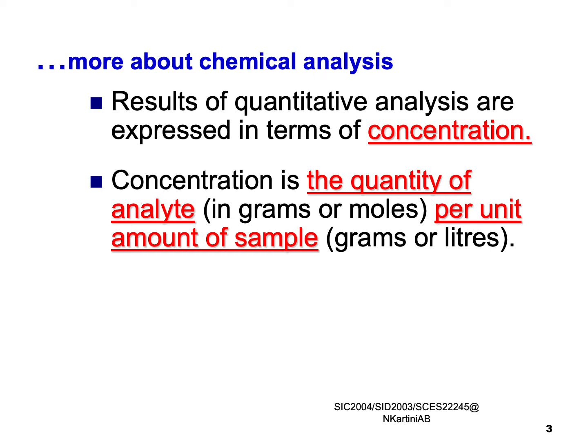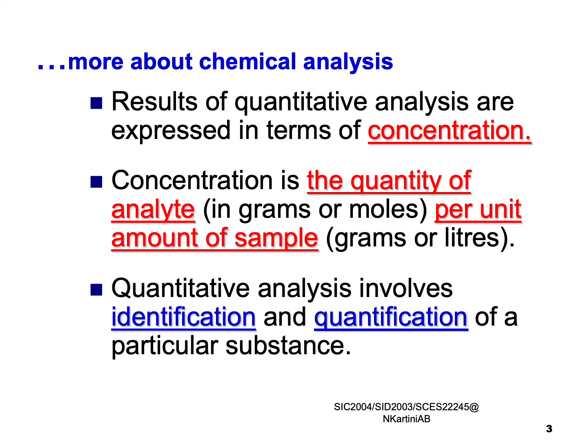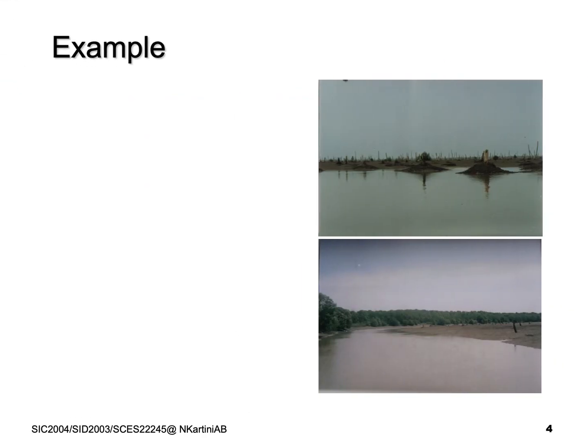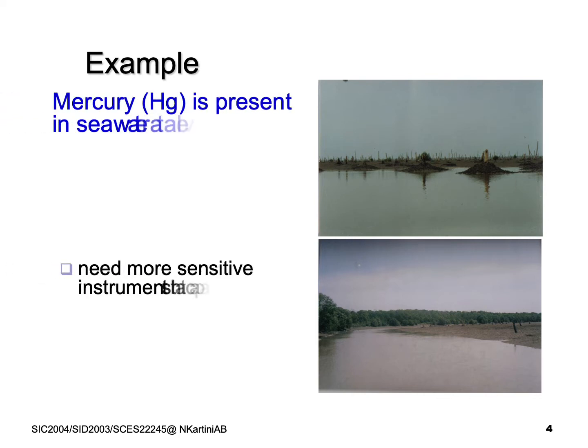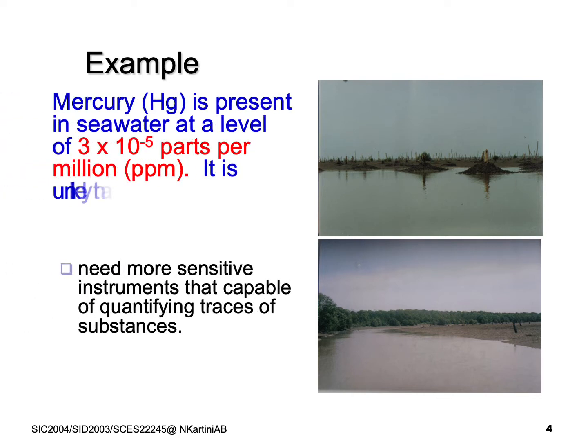Meaning that if, let's say, your sample is liquid, then you measure in liters, whereas if your sample is a solid, for example a soil sample, then you measure the mass in grams. Okay, so quantitative analysis involves identification and quantification of the particular analyte. For example, the concentration of mercury can be measured in parts per million.